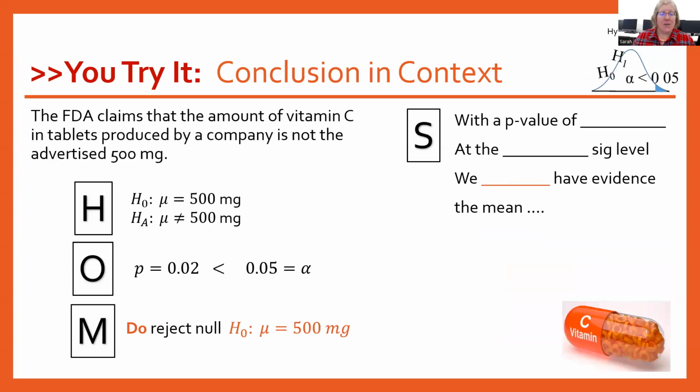And this one, you do have to decide whether you're rejecting or not rejecting. So we're back to the one with the vitamin C. We have that the mean was equal to 500 and the alternative was not equal to 500. We have a 2% p-value and a 5% alpha, so we do reject. So hopefully you looked at that and determined that you do reject because p is smaller. And then our conclusion here is with a p-value of 0.02 at the 5% significance level, we do have evidence the mean amount of vitamin C differs from 500 milligrams.